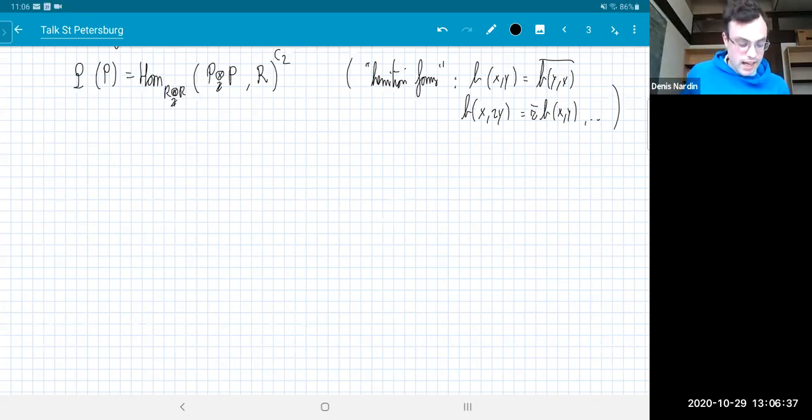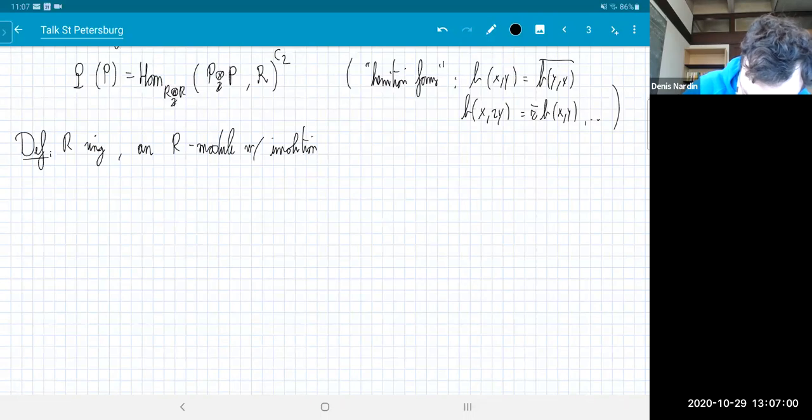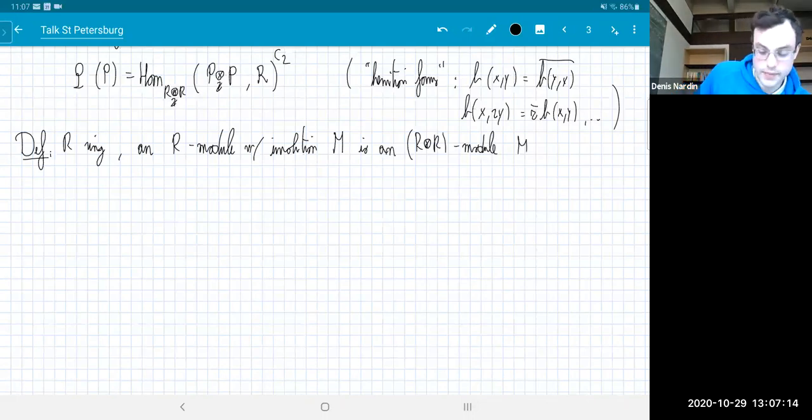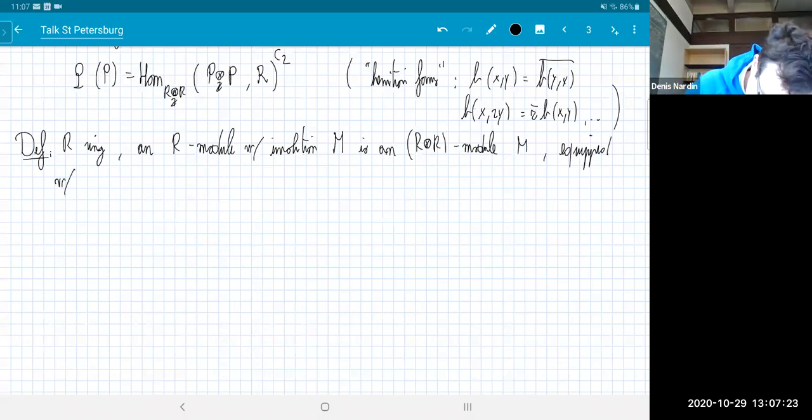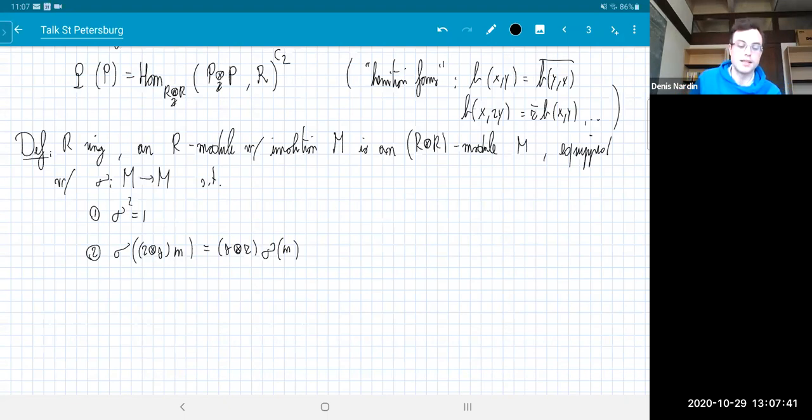So these are examples. And now, let me give you a complete classification, which will give you a lot more examples. So before the classification, maybe I should give a definition. Let R be a ring. An R module with involution M is, and I apologize, but this is what we came up with, an R tensor R module M. So it doesn't have only one R module structure, it has two, but they are identified because it's equipped with sigma from M to M, such that it is an involution, sigma squared is one, and sigma exchanges the two R module structures. It has these two properties here.